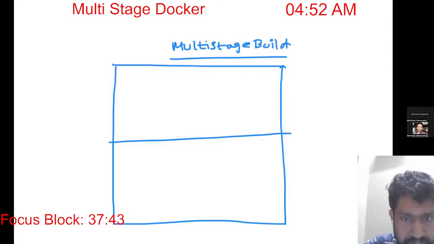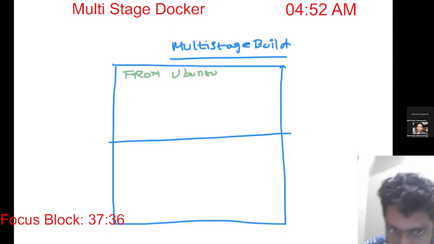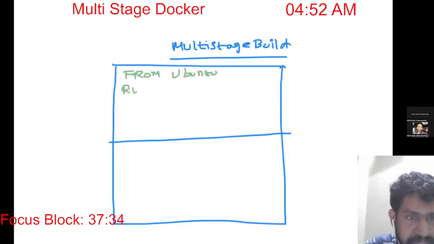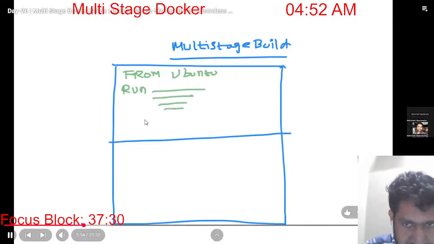So in the first part, what I'll do is I'll do the same thing, FROM Ubuntu. Then I'll use the RUN command to install all of the dependency packages. Let's say 1, 2, 3, 4, 5.